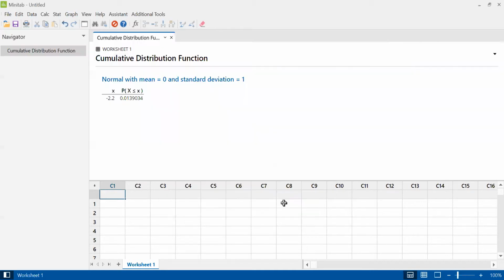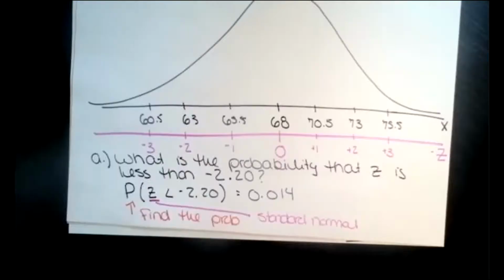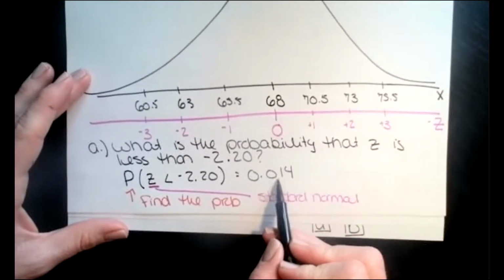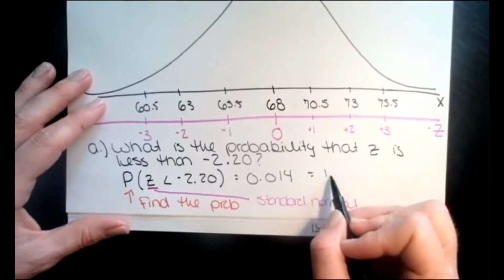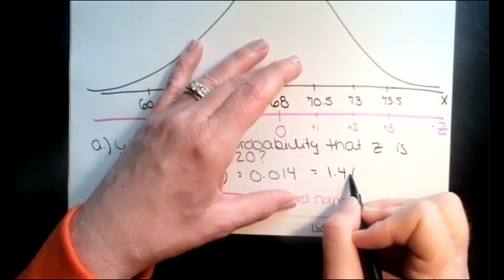My output's very simple. It shows, okay, I have an x of negative 2.2. It shows x because it doesn't know the difference between standard normal and normal, right? On my Minitab side. And right here is the probability. So the probability is equal to 0.014, I'll just round it. So now I'm going to go back to this. I wrote that 0.014 is my answer, or you can write it as 1.4%.